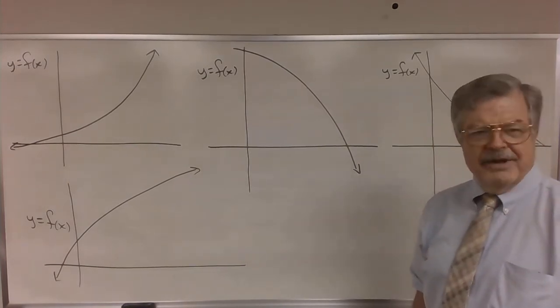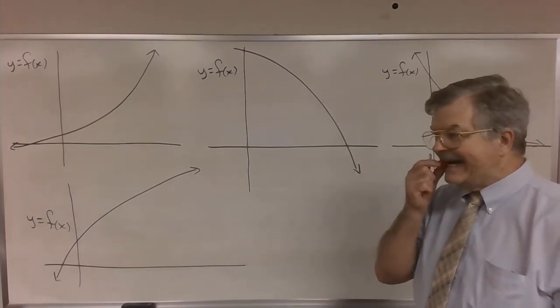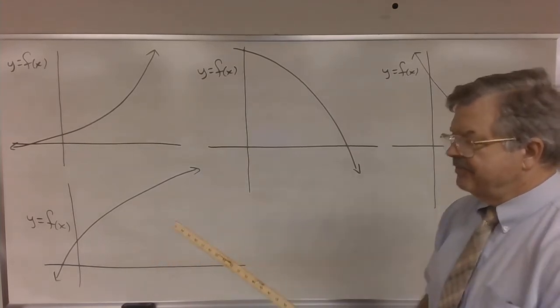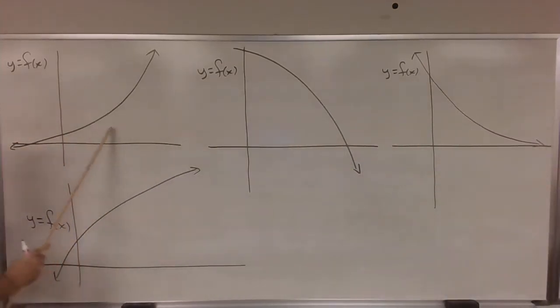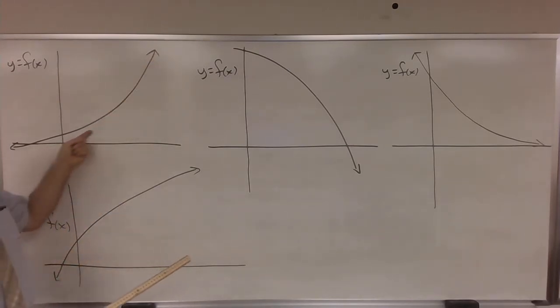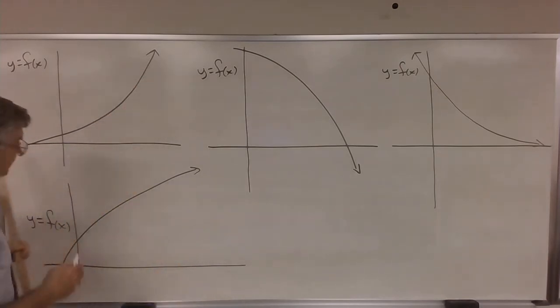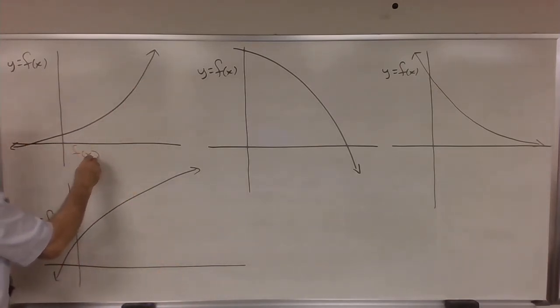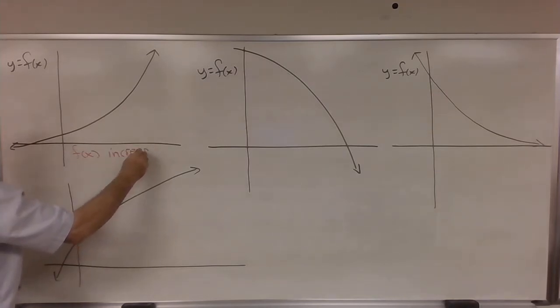Okay, we've got 4 examples to look at. The first one, increasing or decreasing? Now what I'm going to do is move along the graph going from left to right. And as I do, what is the graph doing? Going uphill? The graph goes uphill as we move along the graph from left to right. So f of x is increasing.